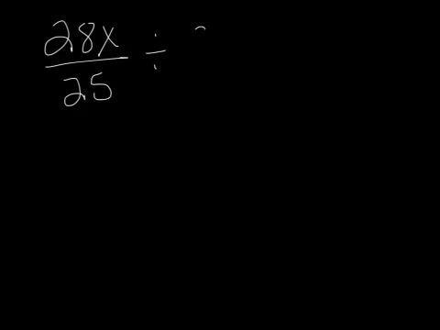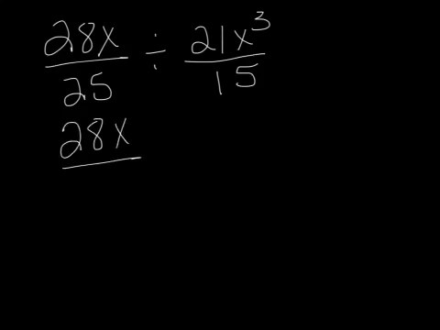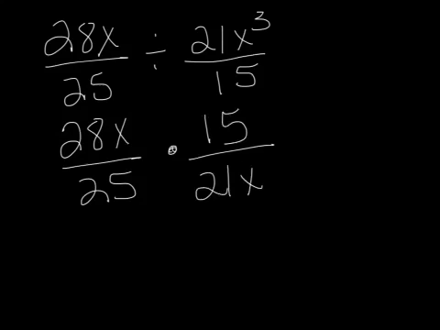Okay, now let's look at dividing. Let's look at an easy example of dividing. We have 28x over 25 divided by 21x cubed over 15. Well, with fractions, if you'll remember, you keep the first one as is. You change from division to multiplication and you flip. Then we do the same thing we did a minute ago.